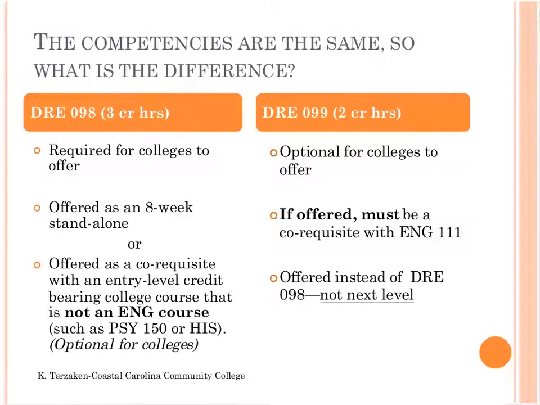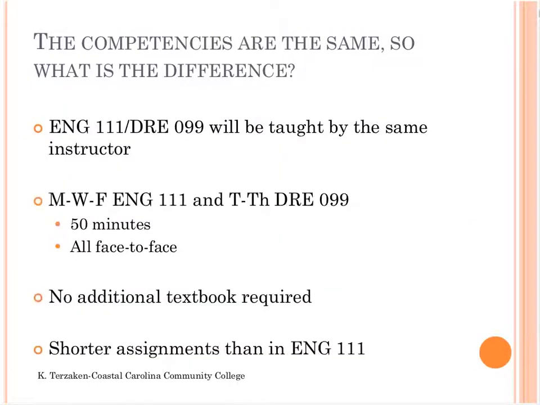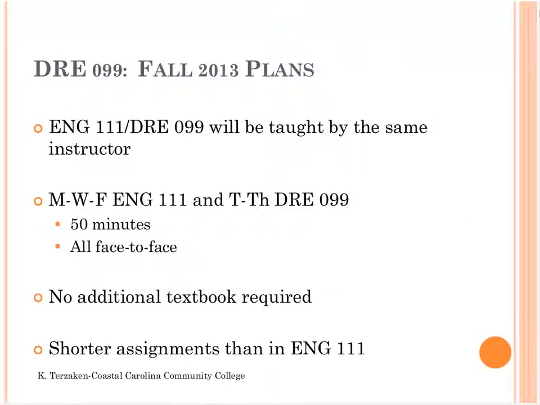Let's see. In terms of the fall plans for DRE 99 for coastal, we are choosing to have the same instructor for both courses. The most successful models that I have seen do use the same instructor. Is it possible to use different instructors for 111 and 99?